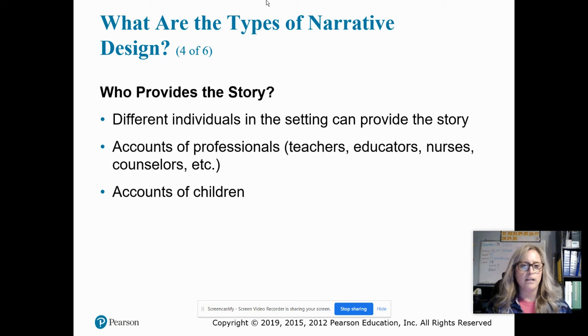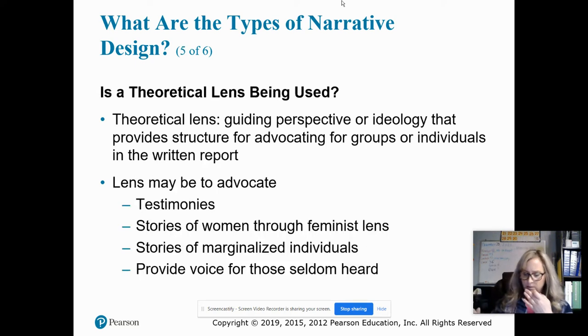Or you could even do studies that focus on the children's story, okay? Like, what are their experiences? It can go either way. So that's just another part of the narrative design approach. That's the third component. The fourth component is, is there a theoretical lens being used?